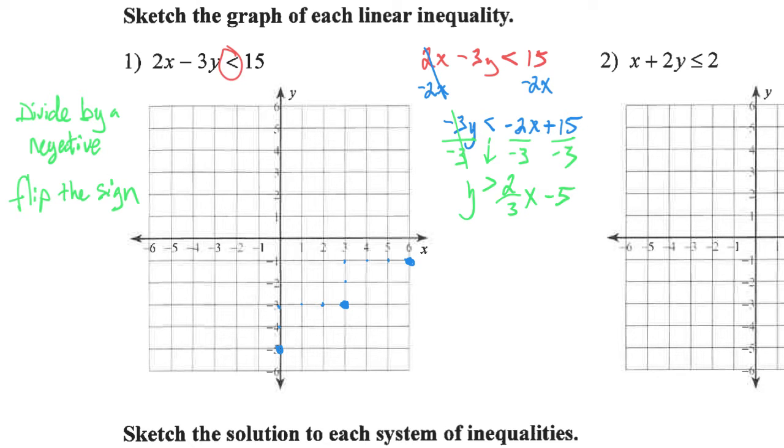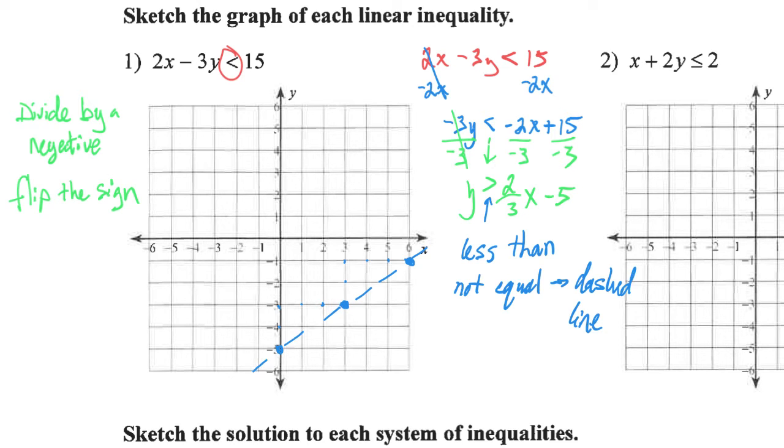So then before you draw your line, check your sign. Okay, so this sign is less than. It is not equal to. So if it's not equal to, you will not draw a solid line. You will draw a dashed line. If it is equal to, then you draw a solid. If it's not, you draw a dashed line. And there we go. So there's my line.